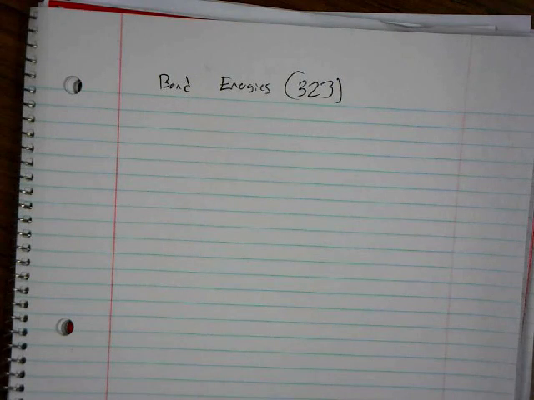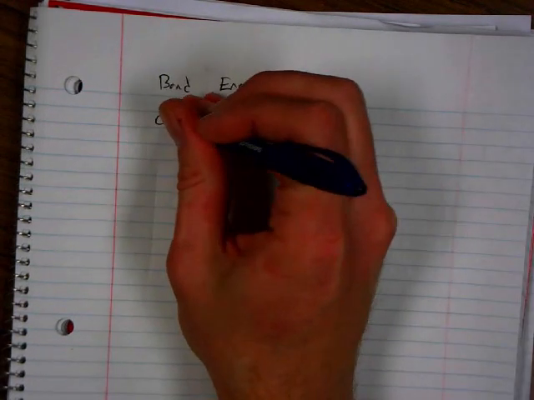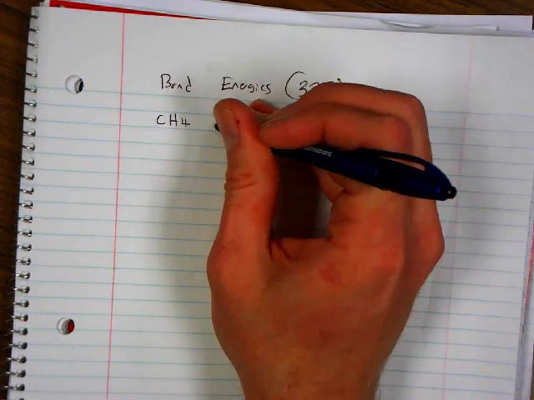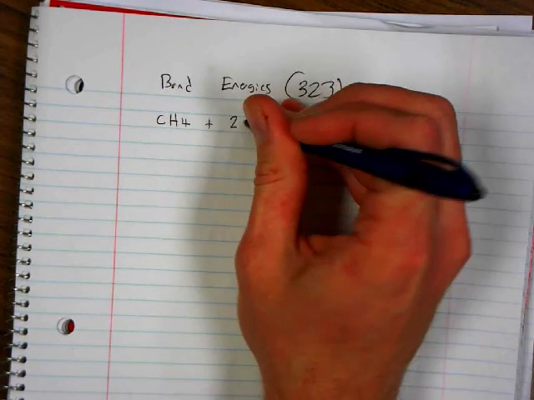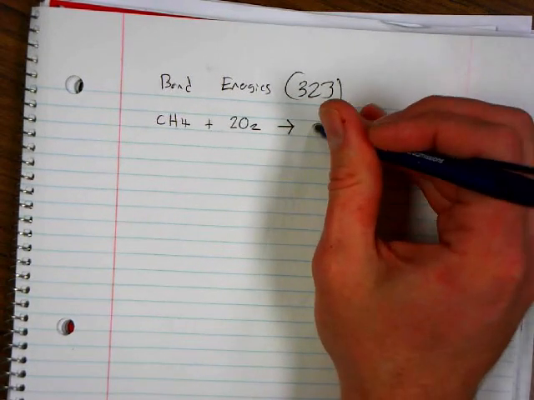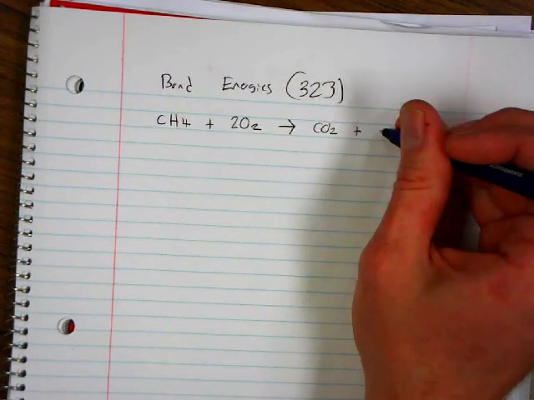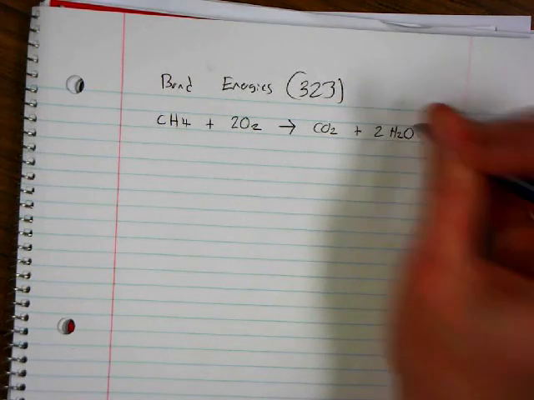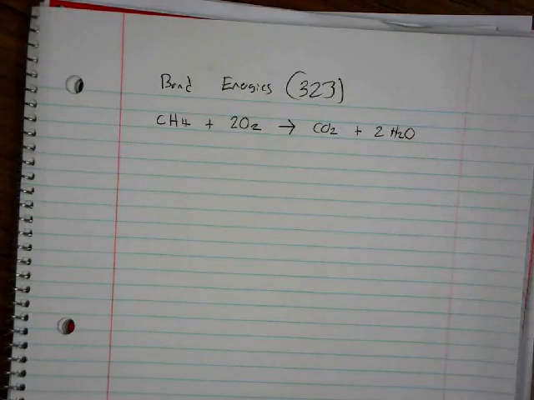Page 323 in your book. Open up your book. So I'm going to give you an equation. CH4 plus 2O2 yields, this is combustion, CO2 plus 2H2O. So here's the equation. If you don't have a book, get with a partner that has a book.